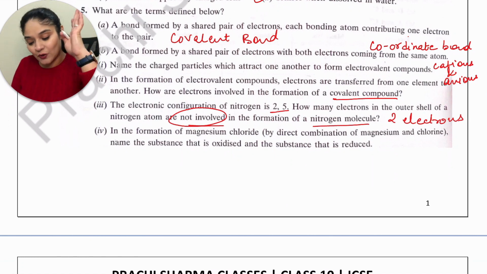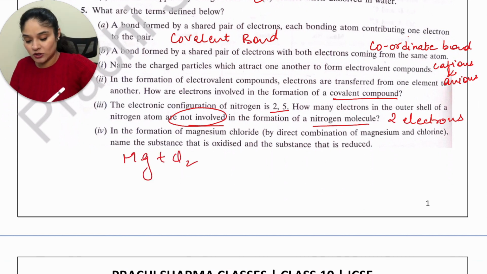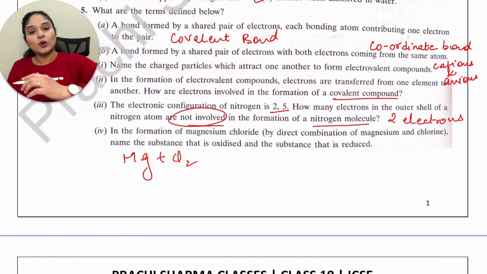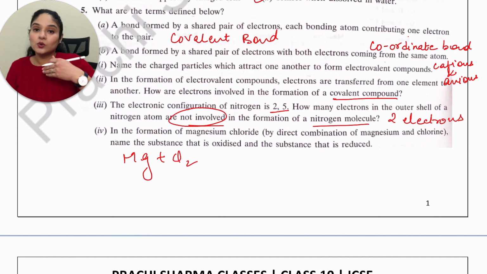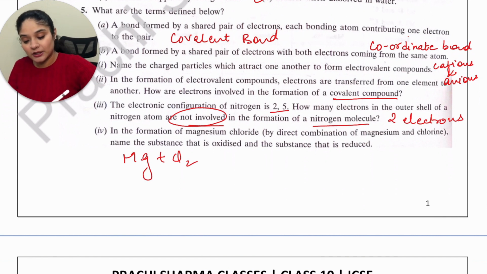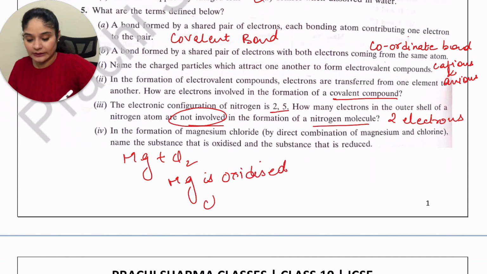Moving on to fourth. In the formation of magnesium chloride by direct combination of magnesium and chlorine, name the substance that is oxidized and the substance that is reduced. So any element, when it loses an electron, that is oxidized. So in this case, magnesium is losing electron, so magnesium is oxidized. And since chlorine is gaining electron, chlorine is reduced.